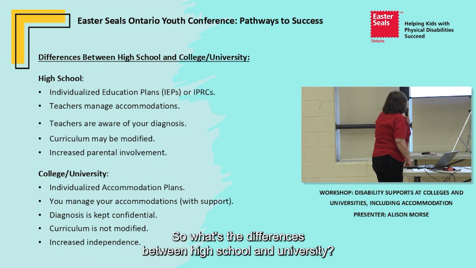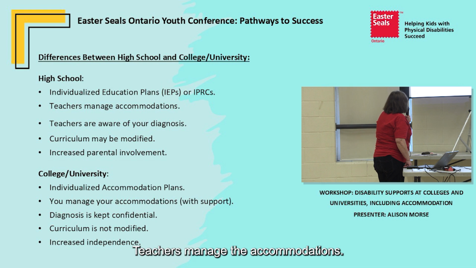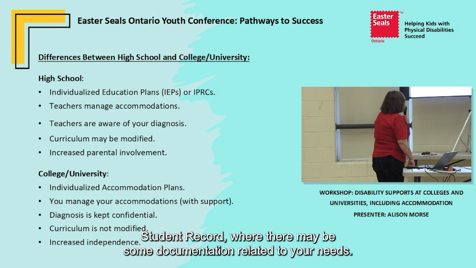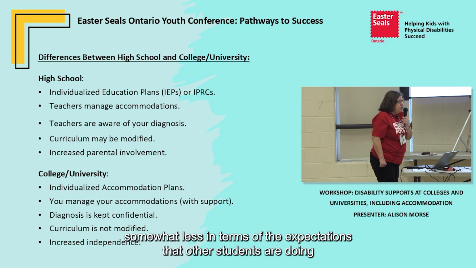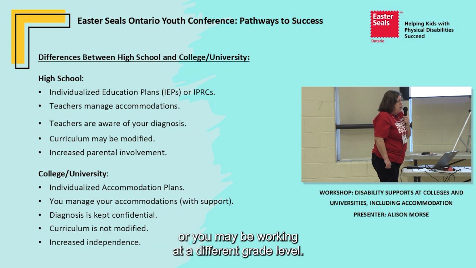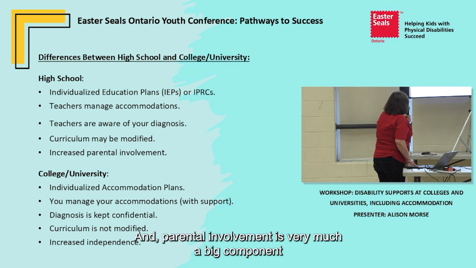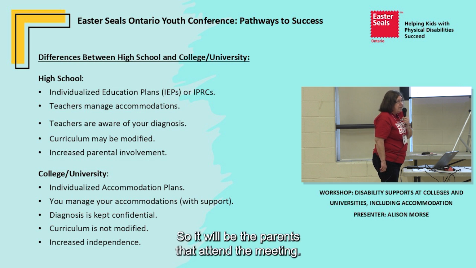So what are the differences between high school and university? At high school, we have our IEPs and we go through the IPRC process. Teachers manage the accommodations. Teachers are often aware of the diagnosis and have access to your Ontario student record, where there may be some documentation related to your needs. The curriculum, as I said, may be modified, so you may be doing somewhat less than the expectations other students are doing, or you may be working at a different grade level. That is not going to happen at university or college. And parental involvement is very much a big component of the special education system at high school, so it'll be the parents that attend the meeting.